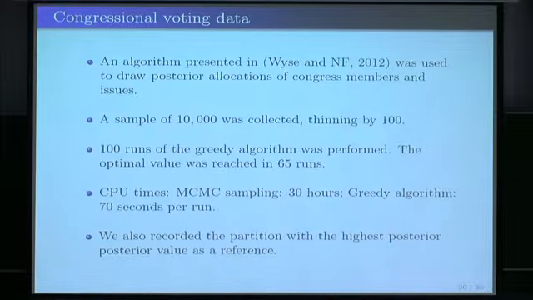Okay, so what we do is use an algorithm from a previous paper to sample these allocations from the posterior. We sample a collection of 10,000 of them, 10 by 100, and we run our algorithm 100 times. We've observed that in 65 of those 100, we get the same optimal value. And as before, the MCMC sampling is the expensive part. As a reference, we also look at the partition with the highest posterior value.